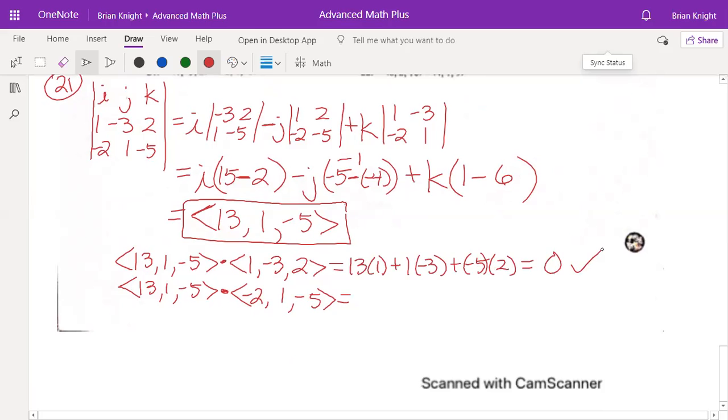Then you do the same thing with the other vector. So that's going to be 13 times 2 plus 1 times 1 plus -5 times -5. And 13 times 2 is 26. 13 times -2 is -26 plus 1 would be -25 plus 25 is 0. So they both check. Try the next one on your own.